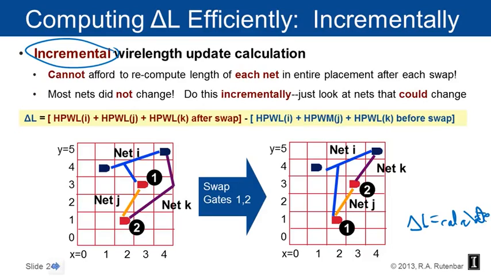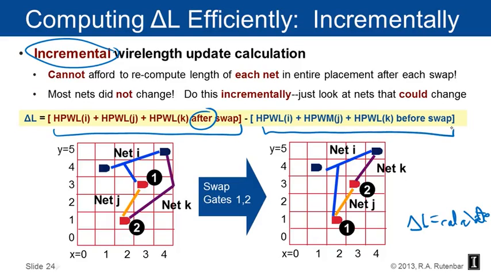Incrementally means that delta L is the sum of the half perimeter wire lengths for nets I, J, and K after the swap. I add those things together, and then I subtract from that the sum of the half perimeter wire lengths of nets I, J, and K before the swap.